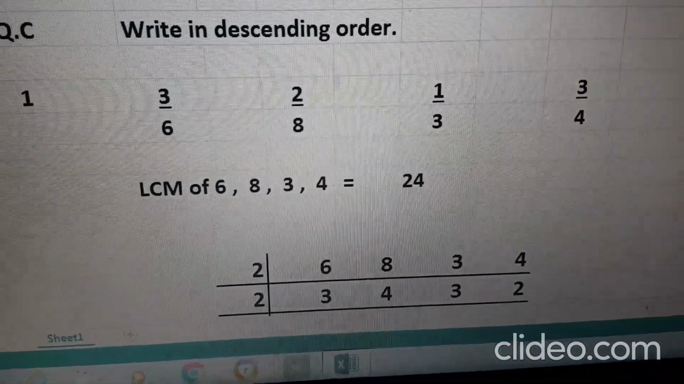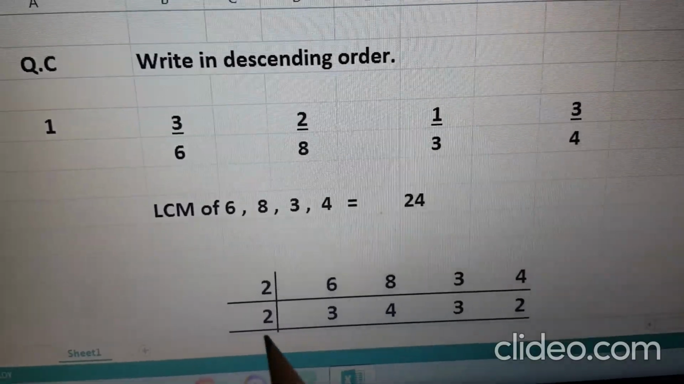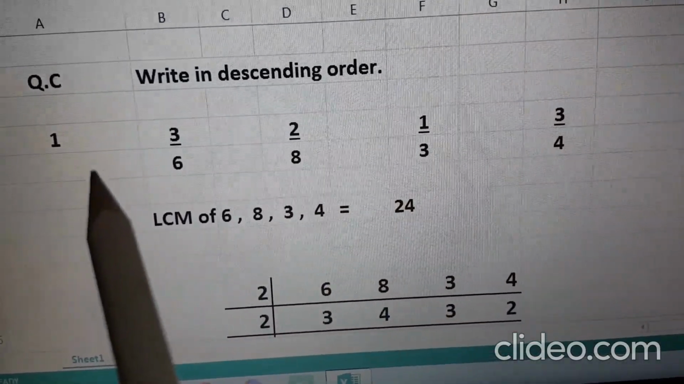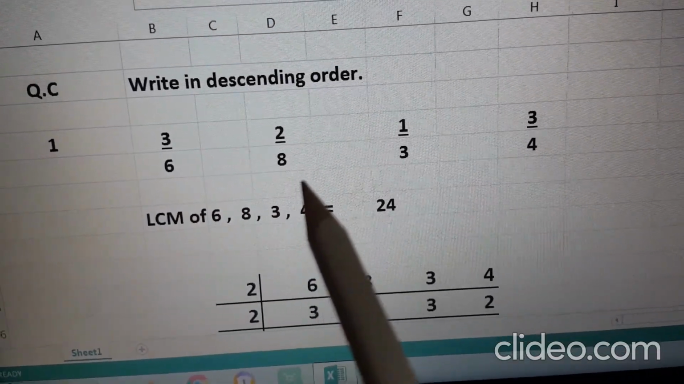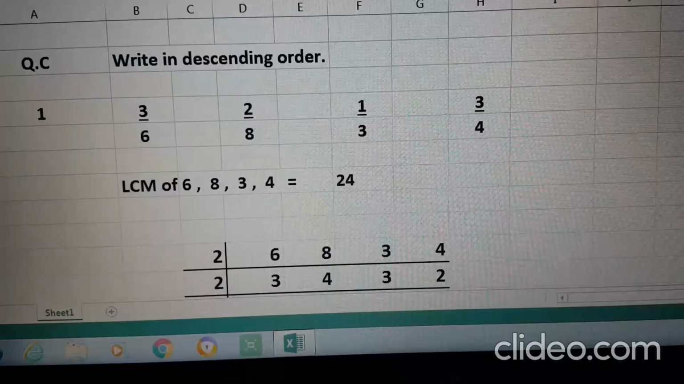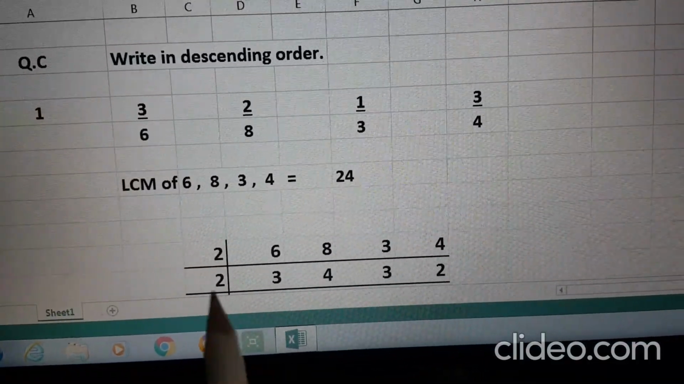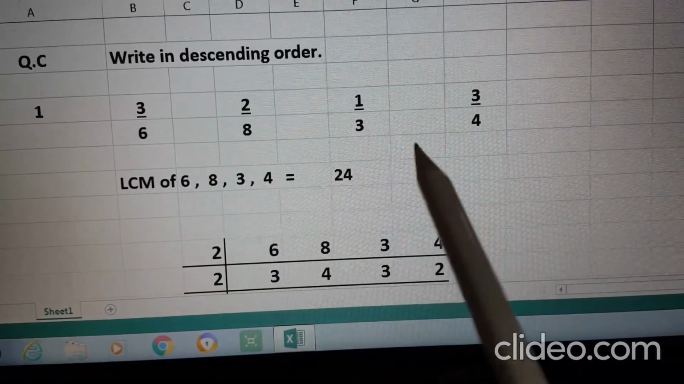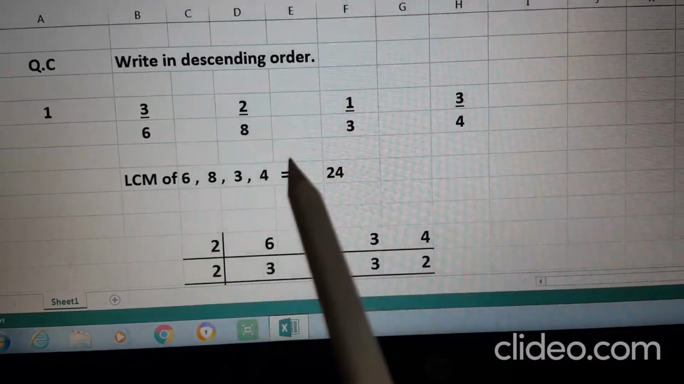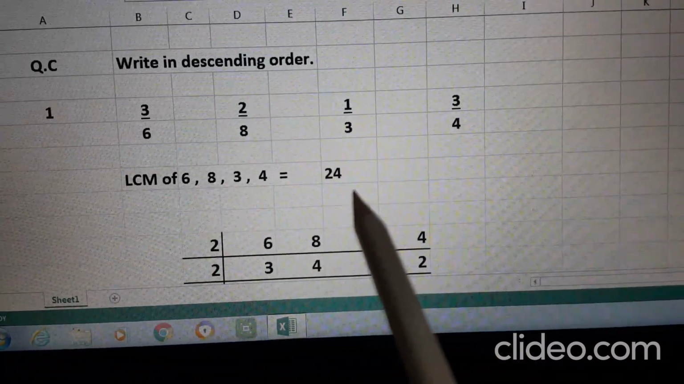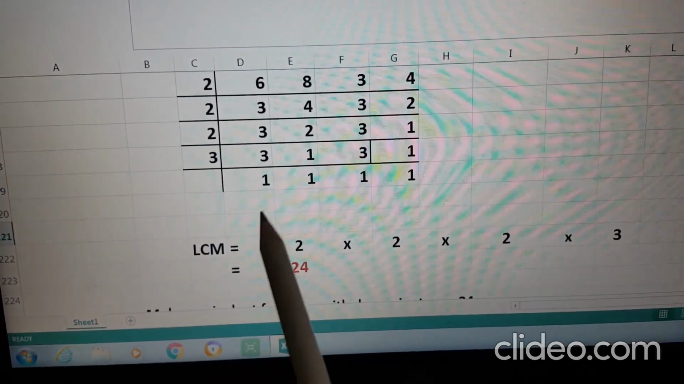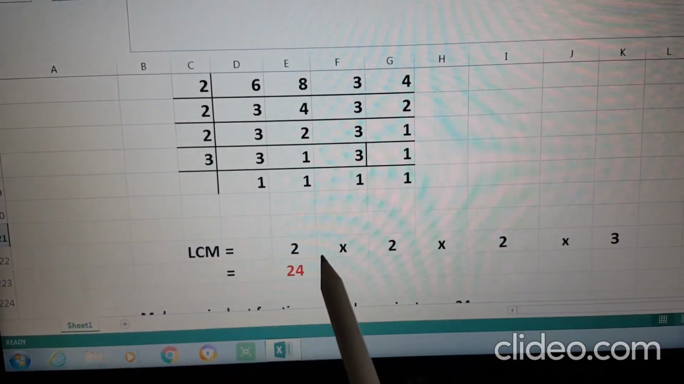Now question C is write in descending order. Descending order means big to small. So the first part is 3 upon 6, 2 upon 8, 1 upon 3 and 3 upon 4. So what we see, all denominators are different. 6, 8, 3 and 4. We will take LCM of all these denominators. We get 24 as LCM. So the LCM of 6, 8, 3 and 4 is 24.